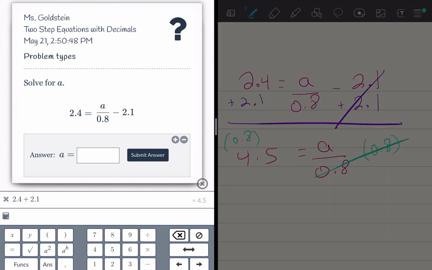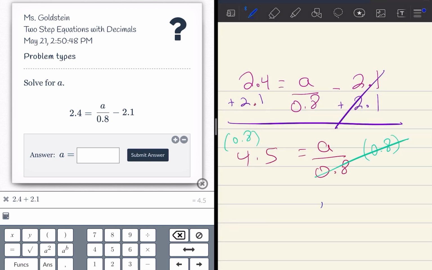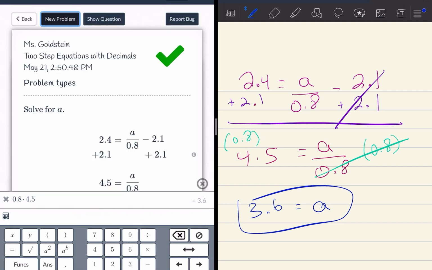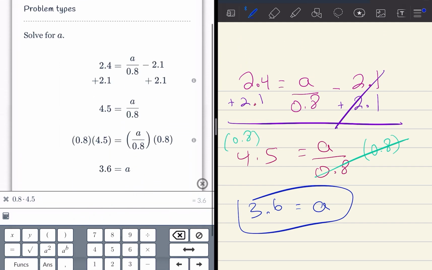Cancel that out. Bring down a. Then I just need to multiply 0.8 times 4.5. And I get 3.6 equals a. A is by itself. And that's it. It'll show you those steps.